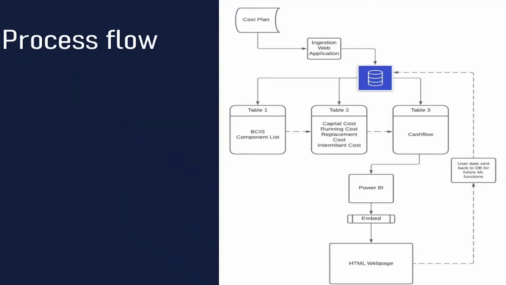As you can see, the cost plan is ingested by a web application that goes into a SQL database. There are a number of tables within there that are all linked. That goes to a cash flow table that is the one that's linked to Power BI. That Power BI, which you'll see later, is then embedded into an HTML web page. And then that HTML web page is linked back to the SQL server with data being sent back, and in time will be able to be used for machine learning functions.